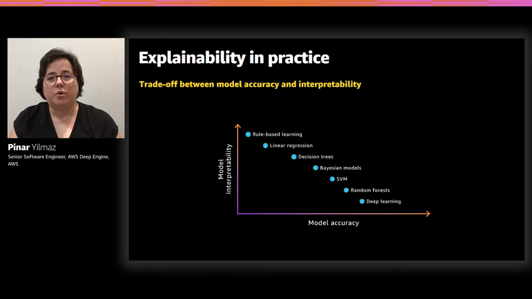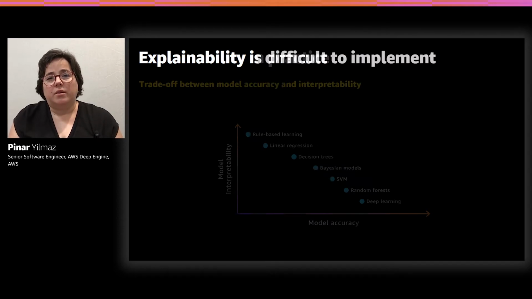Then when you go for more complex models, such as deep learning, which may have millions and even billions of parameters, then the model becomes essentially a closed box for humans to understand and interpret. So what do we do?